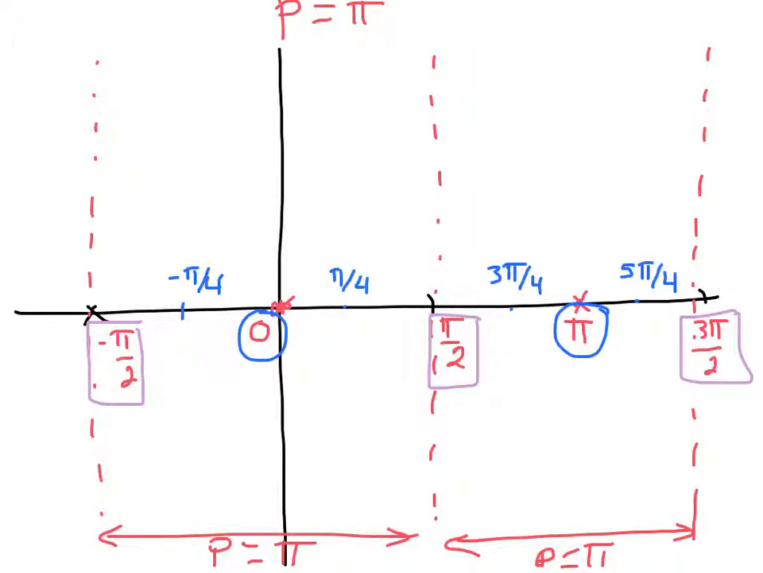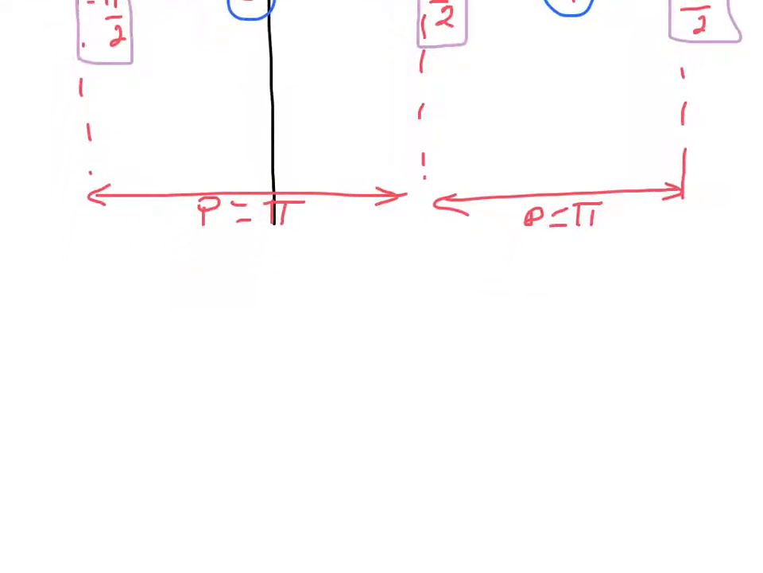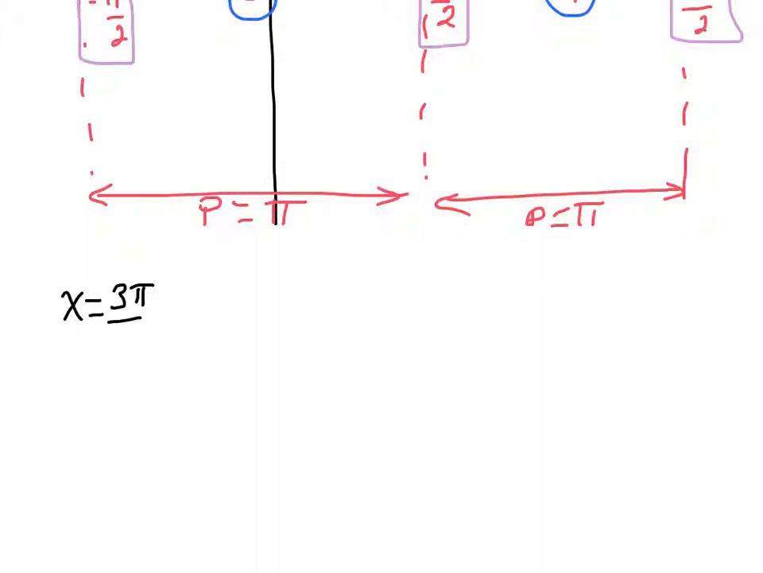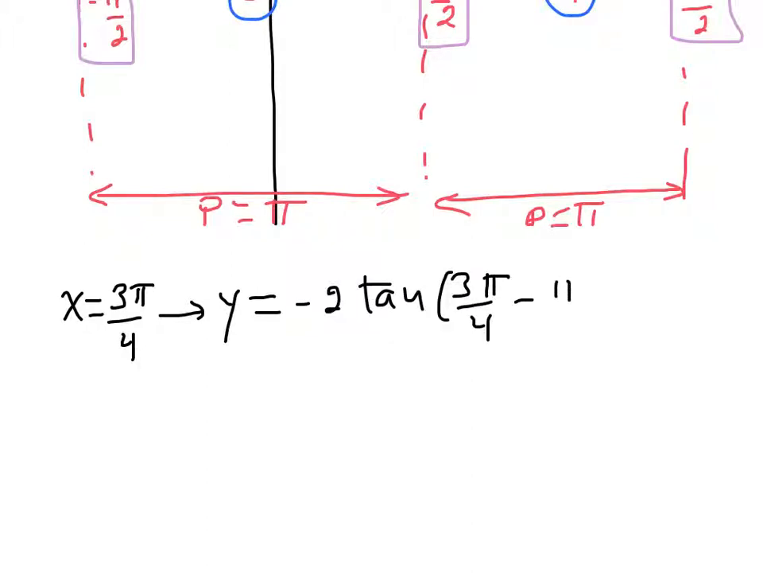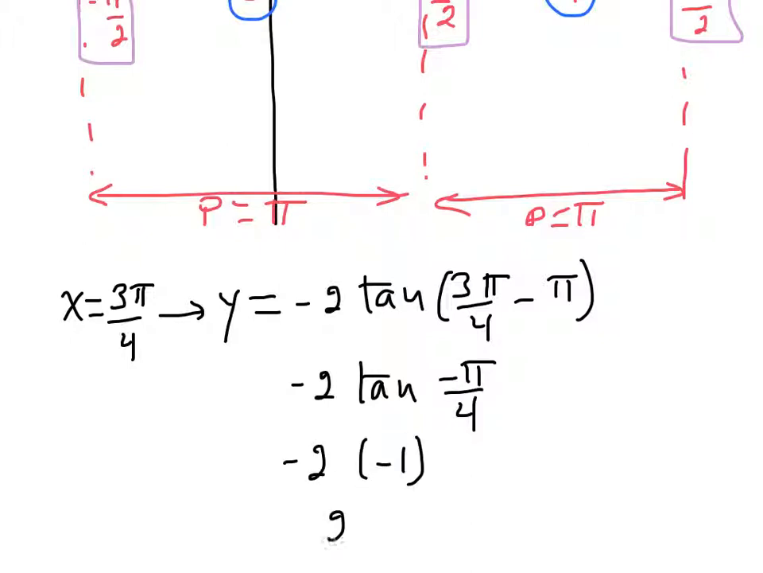Out of those 4 midpoints, pick one of them and test it. I decided to test x equal 3 pi over 4 in the initial function, which is y equals negative 2 tangent of x minus pi, where x is 3 pi over 4 minus pi. Now 3 pi over 4 minus pi is tangent of negative pi over 4. Tangent of negative pi over 4 is negative 1, and that gives us y equal to positive 2. The ordered pair is 3 pi over 4, positive 2.